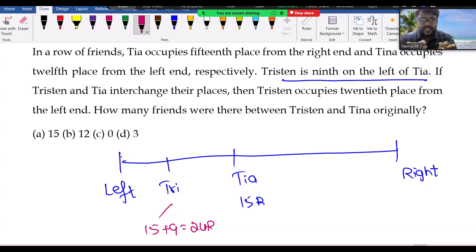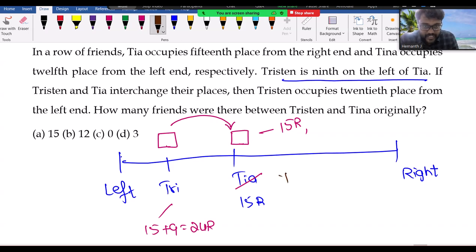Next they said Tristan and Tia interchange their places. Okay, now listen. Tristan came here, Tia went here. Observe, this is a seat in a theater in a particular room. After the interval, you change your place, you came here. This seat is fixed. This seat is already 15th from right side. Now in place of Tia, Tristan came. But now this seat is 12th from the left hand. So this seat is 15th from right side and 12th from left side.